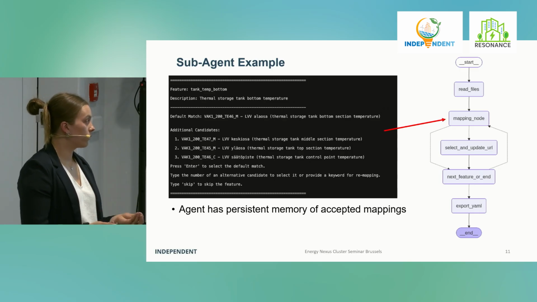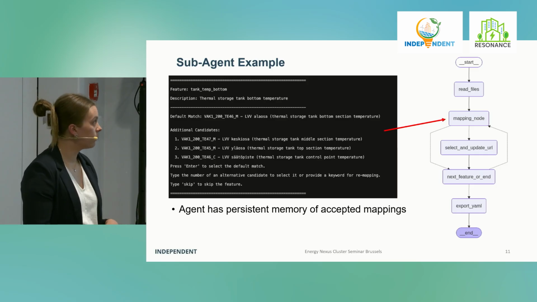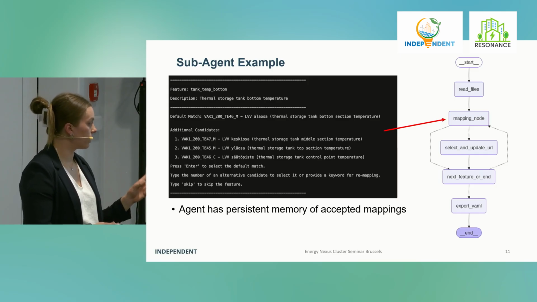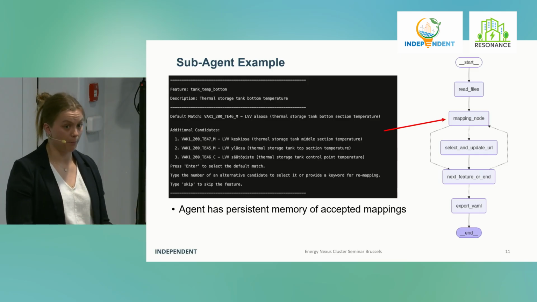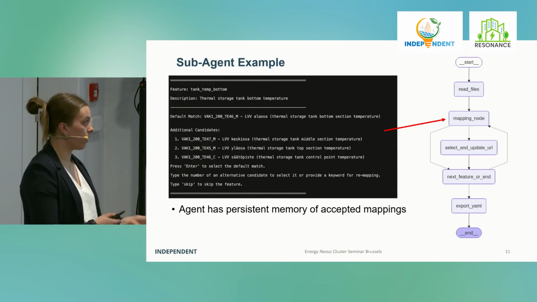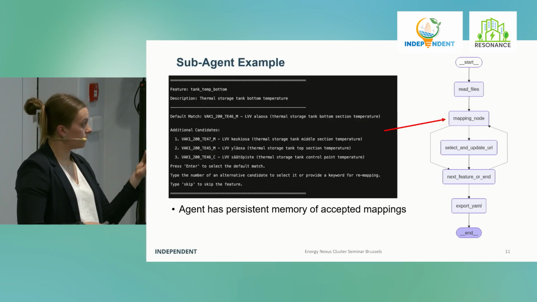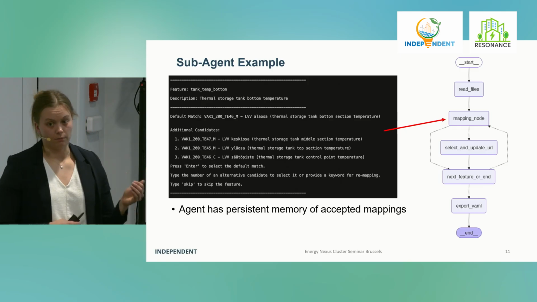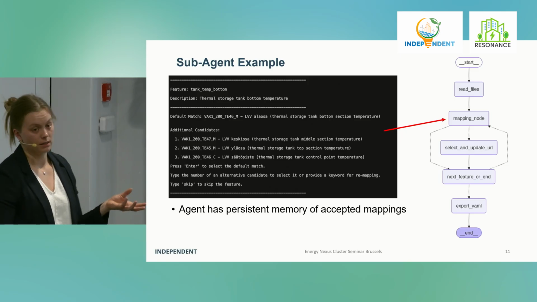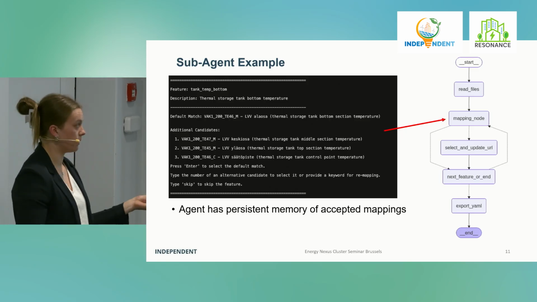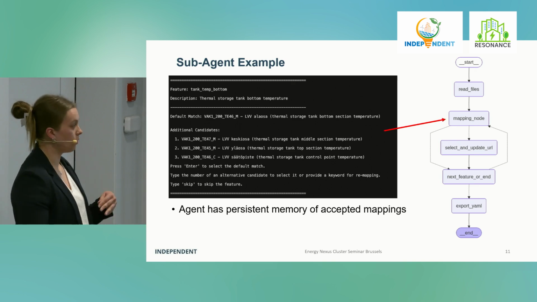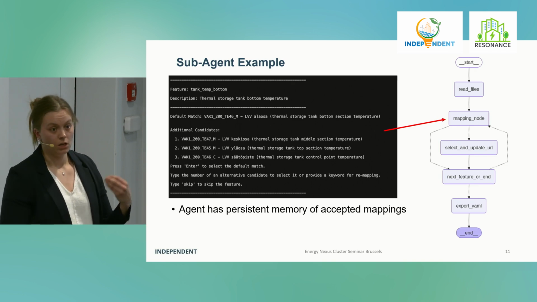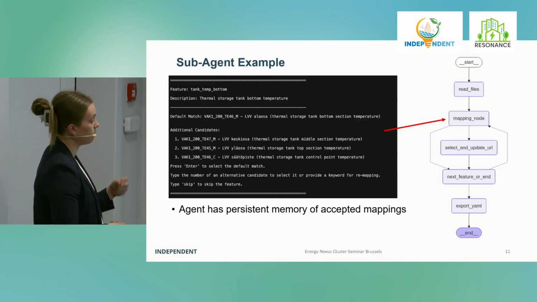To improve the mappings over time, this agent is also connected to persistent memory of the previous accepted mappings that it can use to guide future mappings. It's connected to a database, and when it's providing a mapping, it can check the database and see if there have been any similar mappings before and use those to guide any new mappings that it might not have seen before.